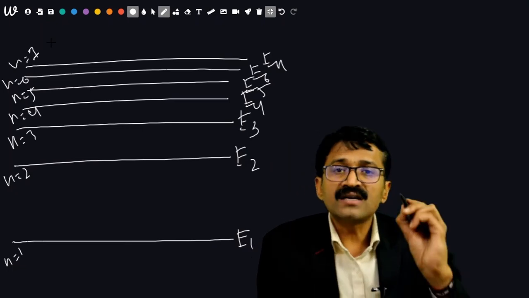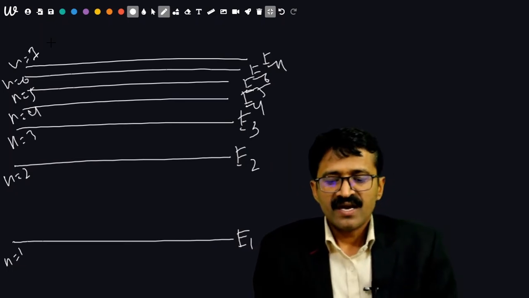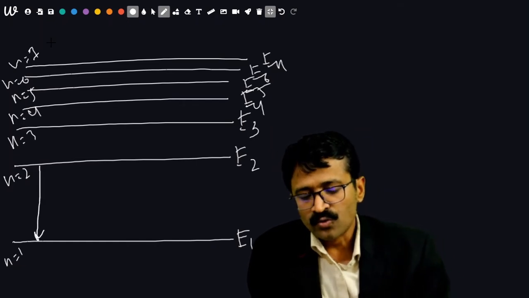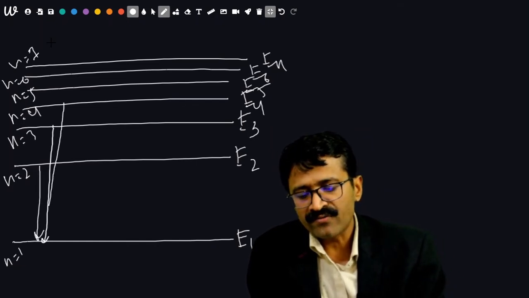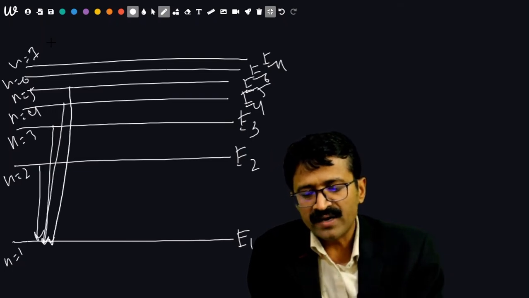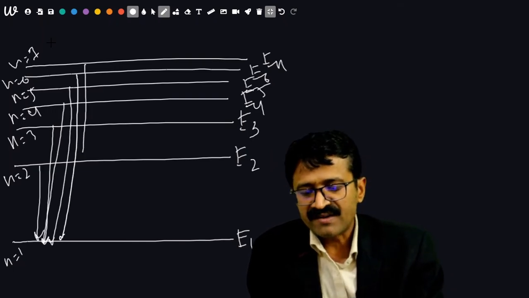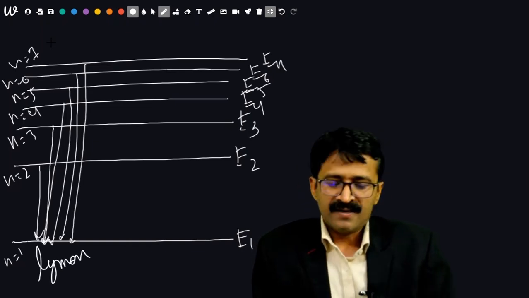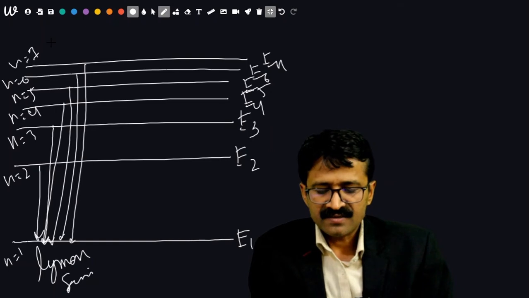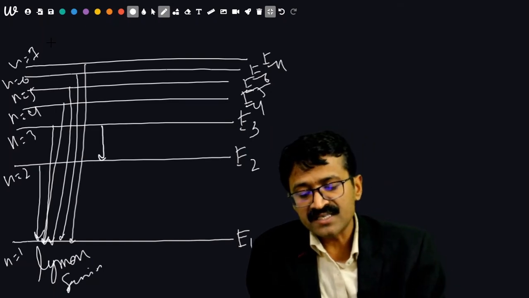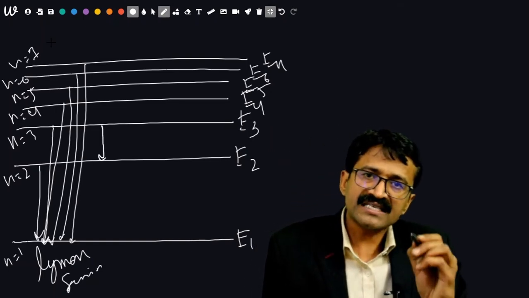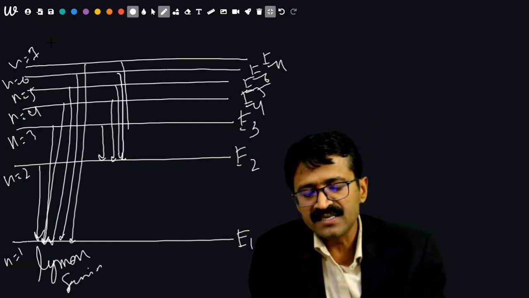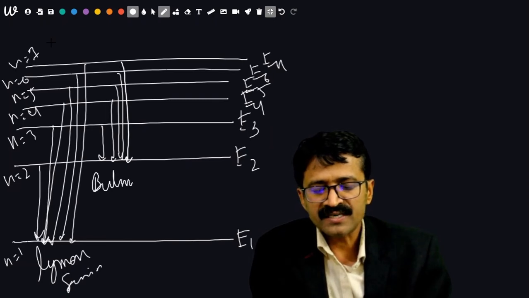When the electron will jump or transit from the upper energy state to the first, that is from 2 to 1, from 3 to 1, from 4 to 1, from 5 to 1, from 6 to 1, from 7 to 1, then it is known as the Lyman series. Then when the electron transits from 3rd, 4th, 5th, 6th, 7th to energy level 2nd, it is the Balmer series.